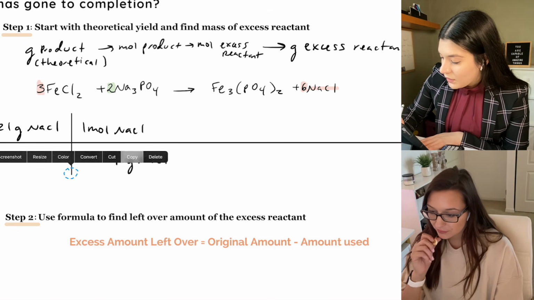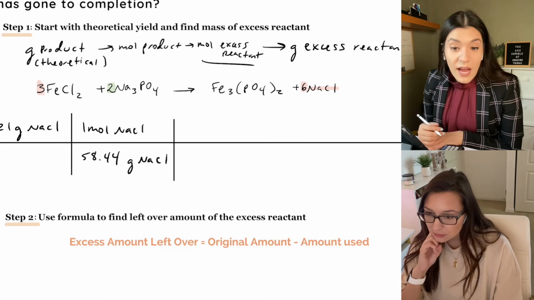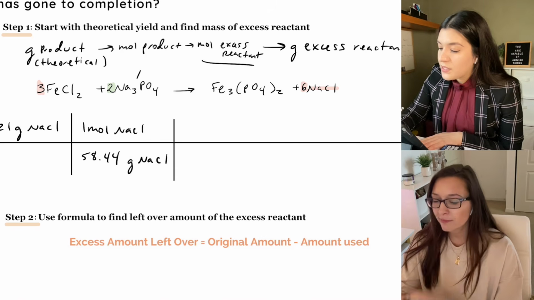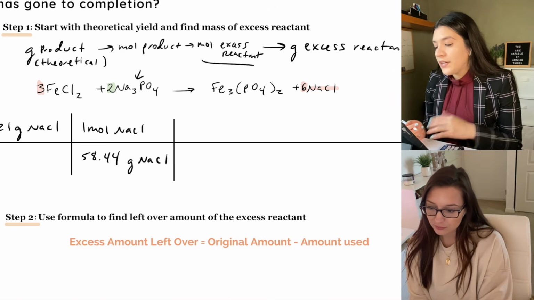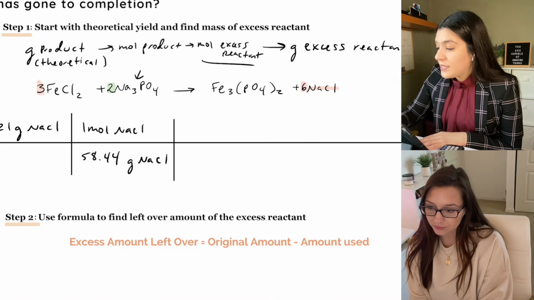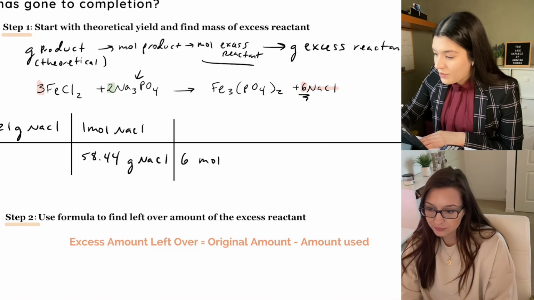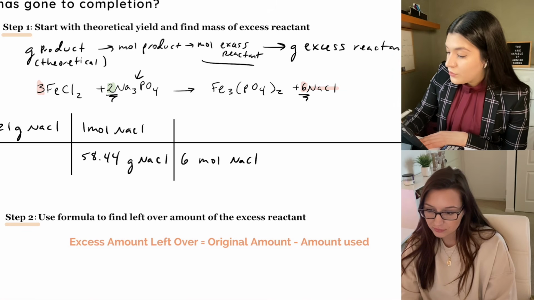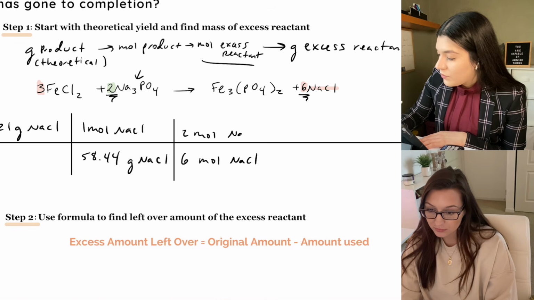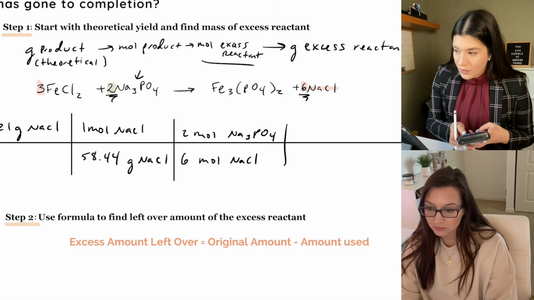Awesome. Now the next thing is going to the moles of our excess reactant. We said that our excess reactant was sodium phosphate. So I need to go to the moles of sodium phosphate. I'm going to look again at the balanced equation and say that this is 6 moles of NaCl. And now I'm trying to get to the excess reactant, so 2 moles of sodium phosphate. And last, I would use the molar mass of the excess reactant to give me the grams.